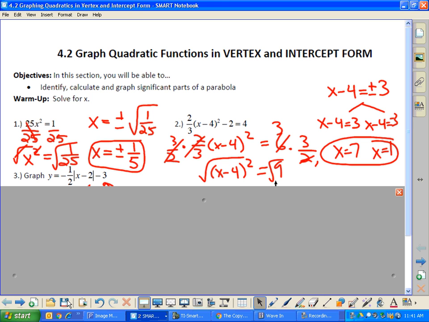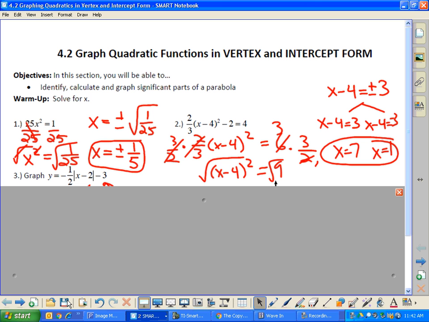Notice on number 1, I went ahead and did the square root method, so I basically SADMEP'd that first problem. You didn't have to do it that way, though. You could also have gotten one side equal to 0 and then factored the resulting difference of two perfect squares. So you could have subtracted 1 from both sides and then did 5x plus 1, 5x minus 1. That's also an option. Regardless, you're going to get two answers: positive 1/5 and negative 1/5.